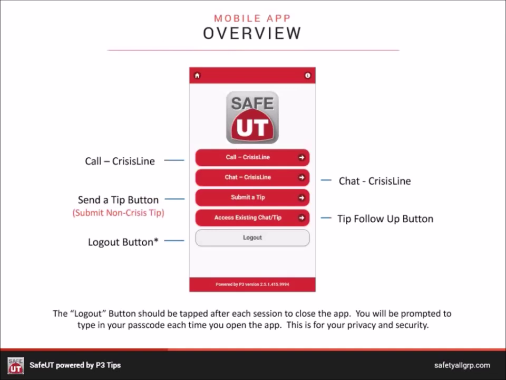After you create and submit your passcode, you will be brought to the SafeUT home screen. The home screen will have 5 buttons. The first 2 buttons, Call Crisis Line and Chat Crisis Line, will allow you to communicate with SafeUT crisis counselors. The Submit a Tip button will allow you to send tips to school officials. The Access Existing Chat or Tip button will allow you to follow up on any tips or chats that you have submitted through the app. We will go over each of these buttons in following slides.